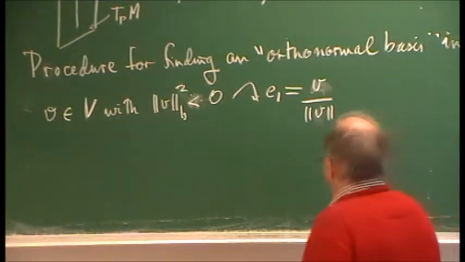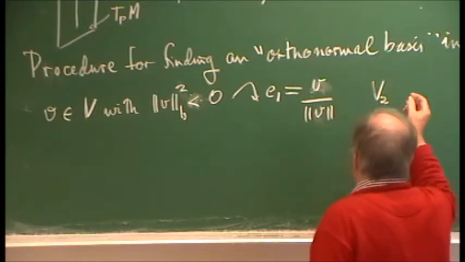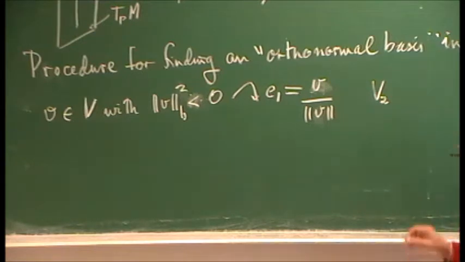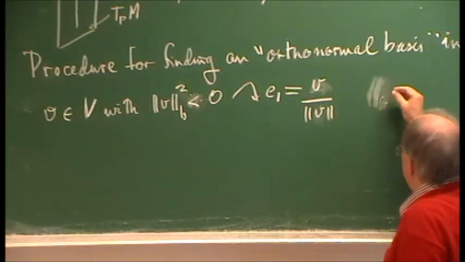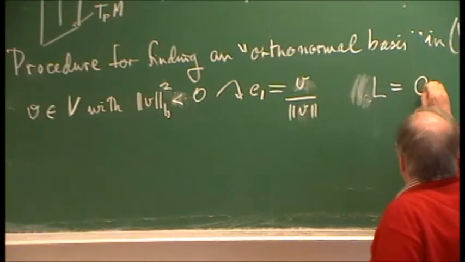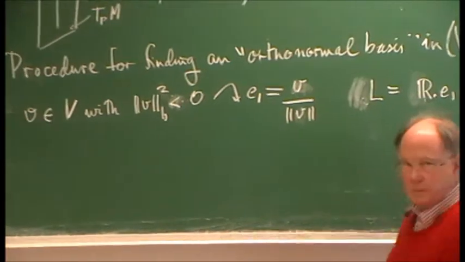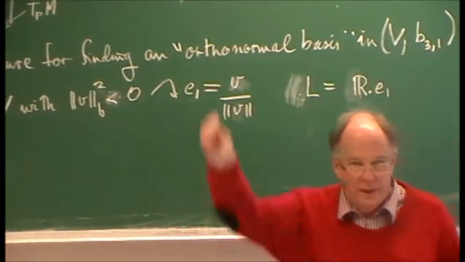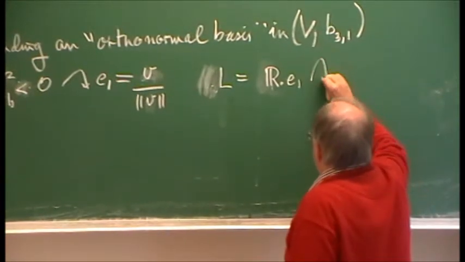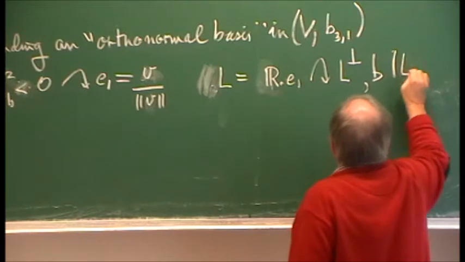Now, let V2... I see your point, you're a very efficient guy. So let's say L equals the span, so R times E1. Okay, that's a line. And then consider L perp and B restricted to L perp.